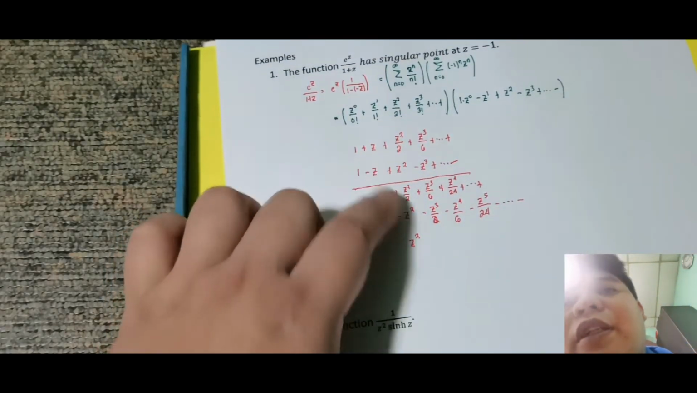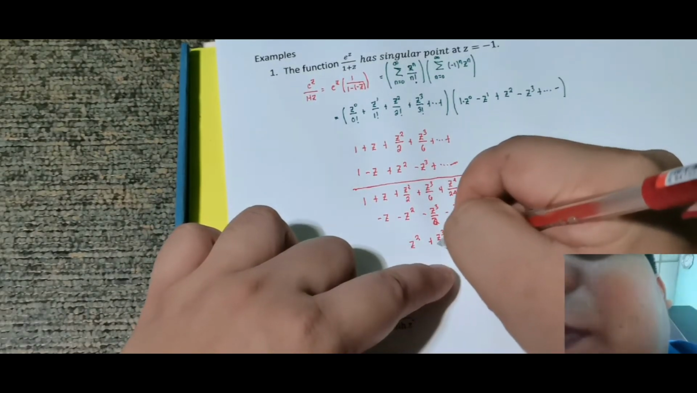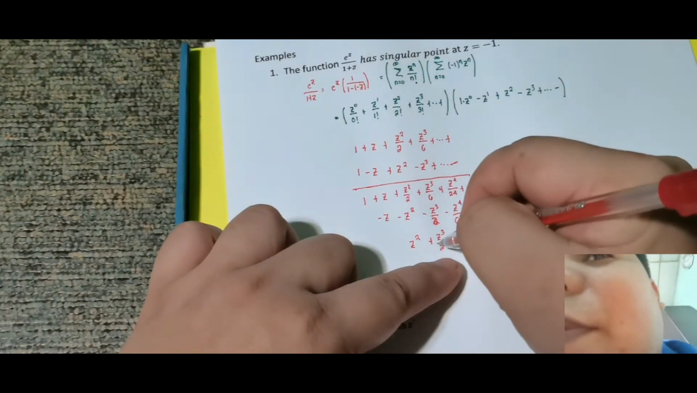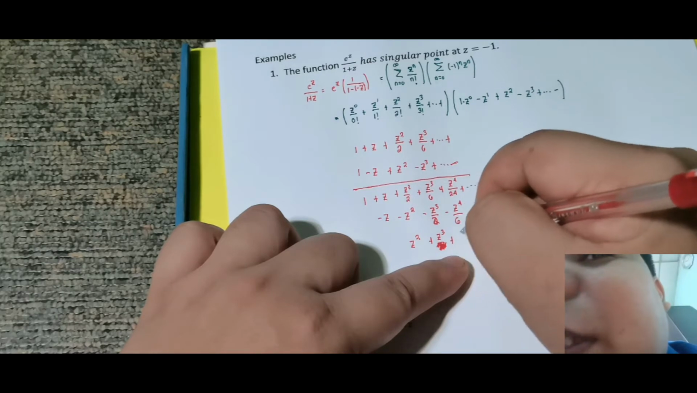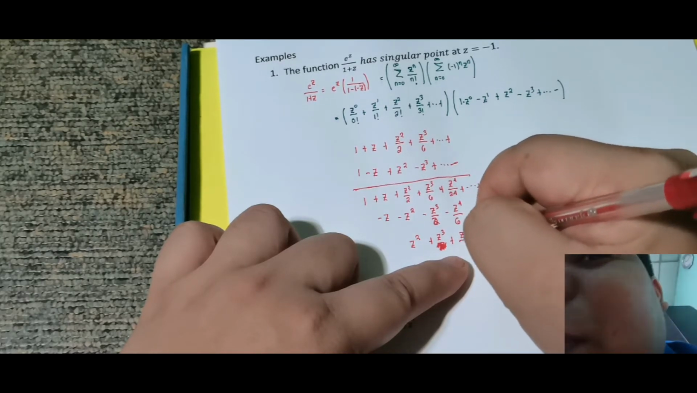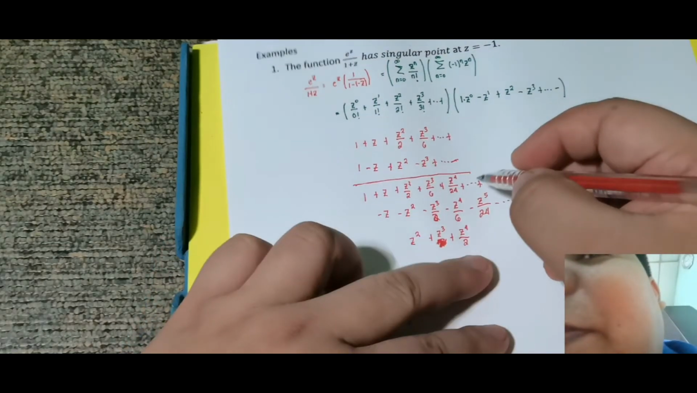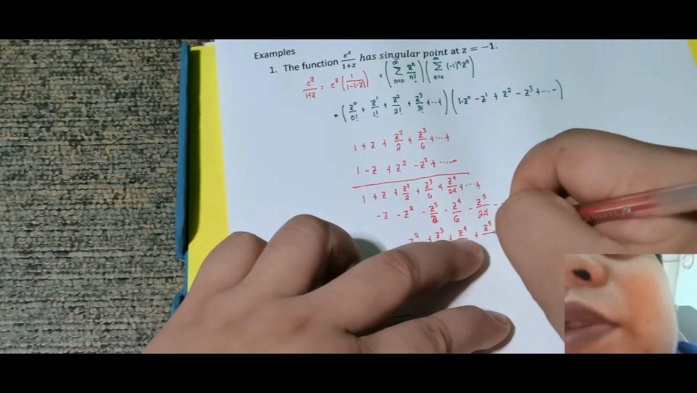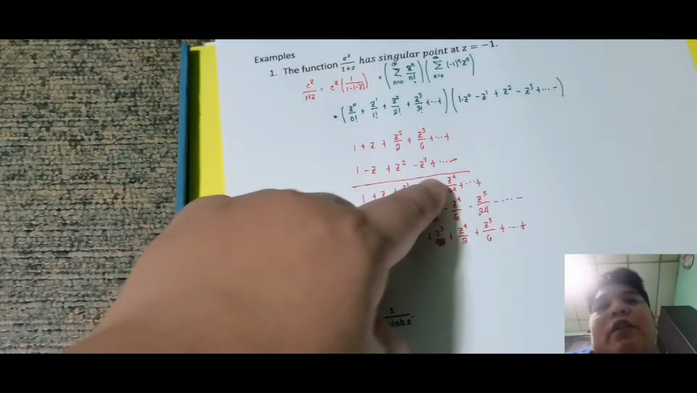Then z squared times z, that is z cubed. That is plus z cubed over 2. Z cubed lang, sorry. Okay, z squared times z squared over 2, that is z to the fourth over 2. Then multiply it sa z cubed, that is plus z to the fifth, sorry, z to the fifth over 6. Then plus that plus. So again, hanggang dito ka lang magdadagdag.